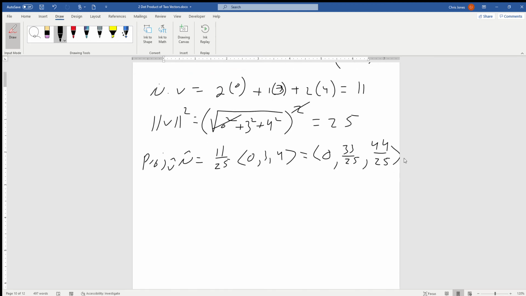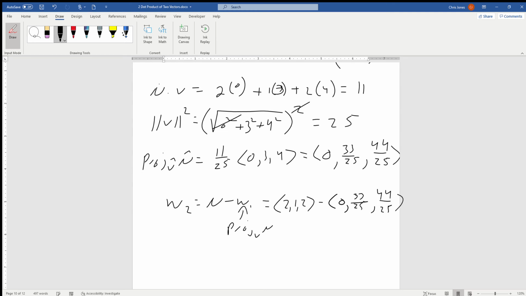And so the other thing that we need is the vector component that's going to be orthogonal. Remember, to find W2 is going to be equal to u minus W1. Remember, W1 is just the projection of u onto v. So that's going to be 0, 33/25, 44/25, minus, or excuse me, I put that backwards. It's going to be u, sorry about that, which was 2, 1, 2. And we're going to subtract 0, 33/25, and 44/25. All right, and we'll just throw that in our calculators just to make it pretty easy.